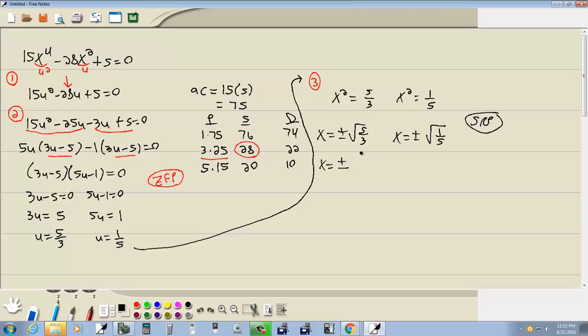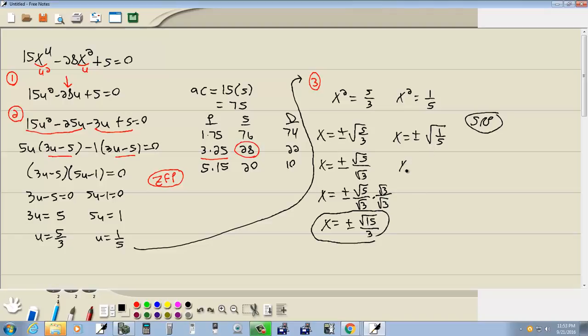Now we can't have a fraction inside of a radical, so we'll split the square root up. We'll put a square root around top and square root around the bottom. Well, in addition, we can't have a square root in the denominator, so we'll multiply top and bottom by that square root. And we get x is equal to plus or minus square root of 15 over square root of 3 times square root of 3 is 3.